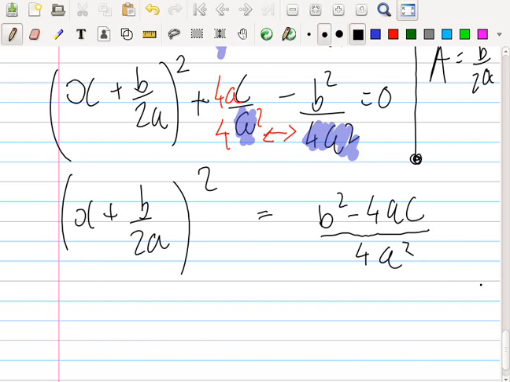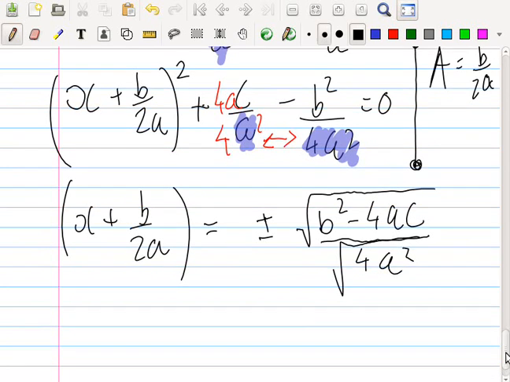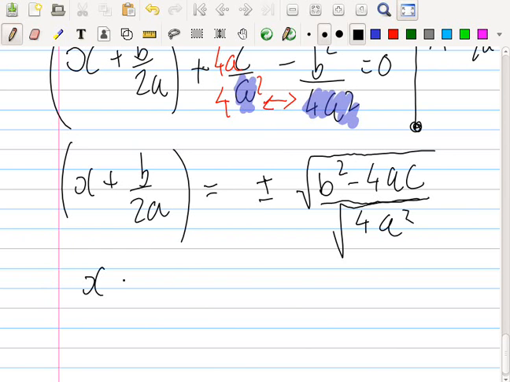Take the square root next. So if I take the square root, this goes. I get a square root here, and of course a plus or a minus. Now I can't do anything with the top. That's stuck, but I can do something with the bottom. What's the square root of 4a squared? 2a. So I get x plus b over 2a.